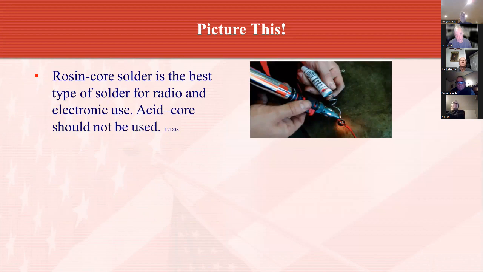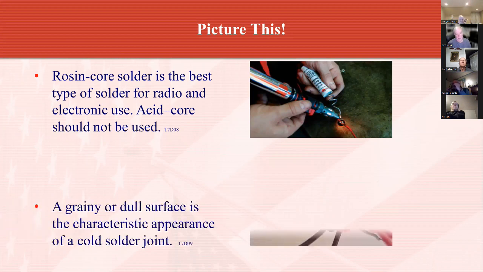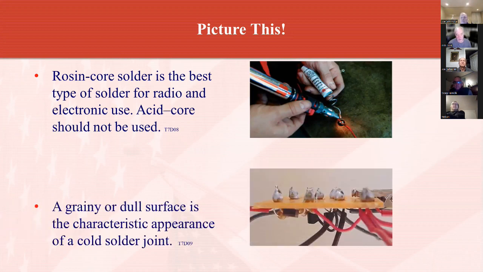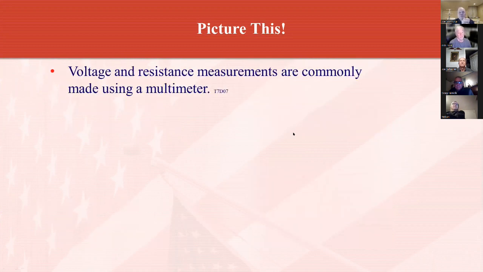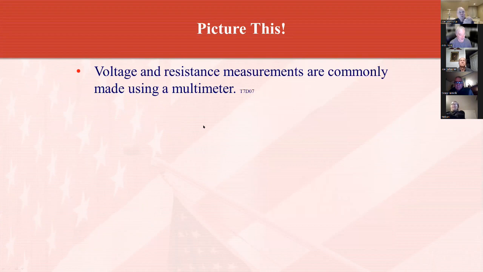Rosin core solder, that's the best type of solder for radio and electronic use. Acid core solder should not be used. Acid core solder, you don't ever want to use that on electronics. So a grainy or a dull surface is the characteristic appearance of a cold solder joint. I know from experience. Yep, happens to everybody at some point.